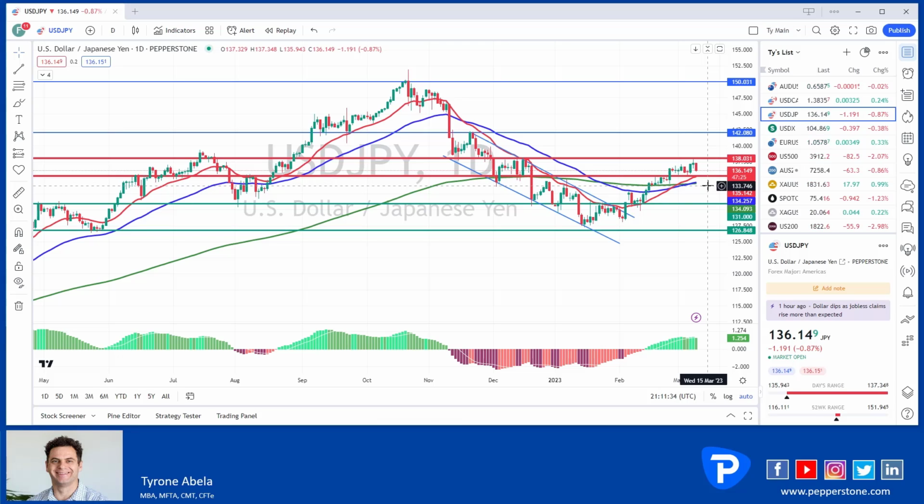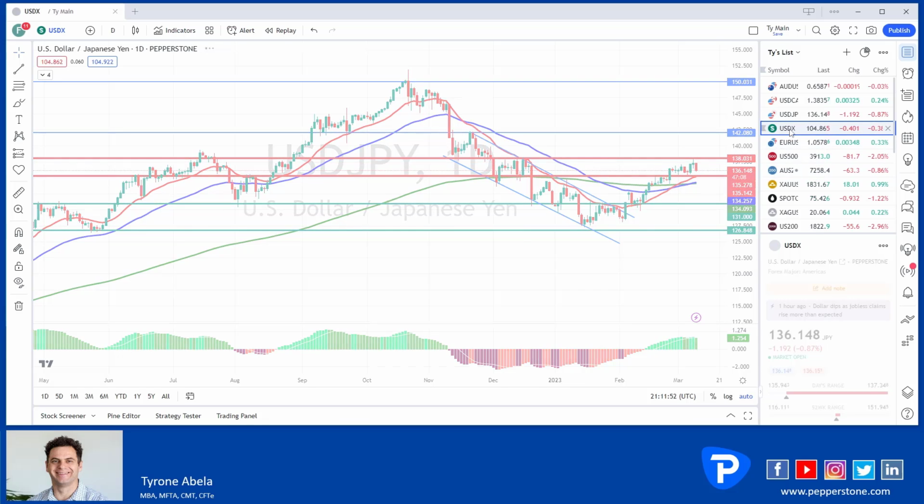If it doesn't close down below there, not interested in shorting this at all, because I think there's just too much strength and you don't want to be trading that heavily against the prevailing trend. Okay, so pretty good trading on the yen though, if we do get around this level, because I think there's a pretty reasonable move up to the 138 without a lot of resistance right in front of us.